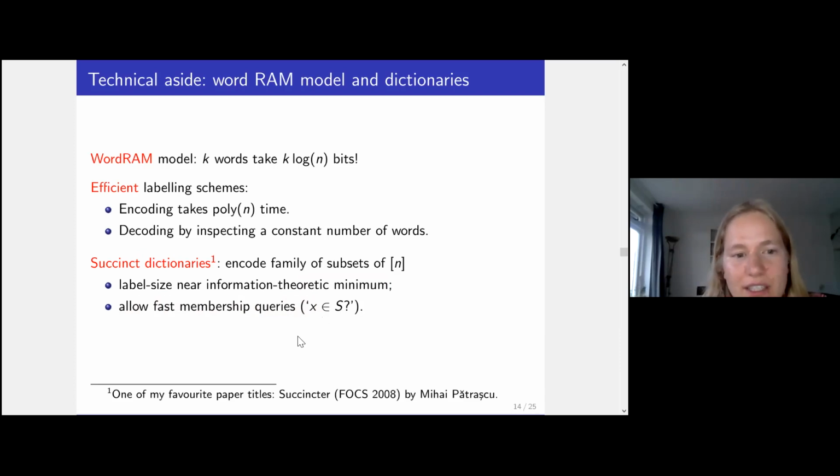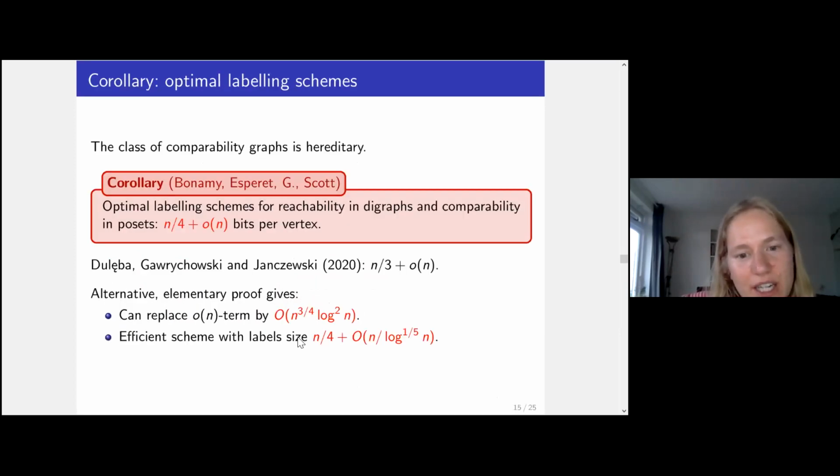Okay, so this is the broad outline of the techniques that we use to get the previous result. Now, I've presented it to you in a certain way, but this was of course not the way that we found this result. In fact, we were originally working on reachability in digraphs. And it was known that this is in some sense equivalent to adjacency labeling in comparability graphs. And then we generalized it to all hereditary graph classes.